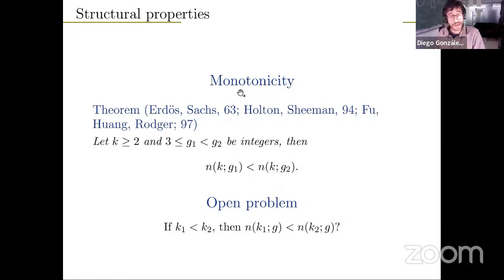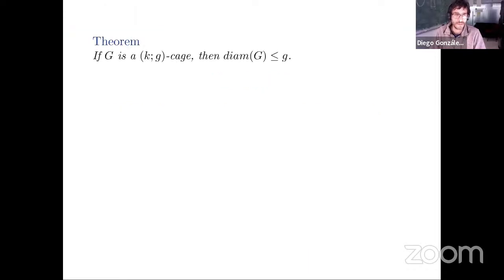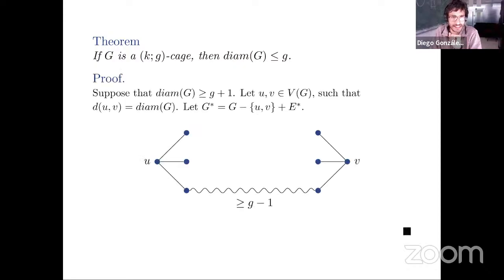So I'm going to show you how we use the monotonicity of cages to prove some properties that they satisfy. For example, we can show that if G is a (k,g)-cage, then the diameter of G is at most g. And I'm going to show the proof because I want to show how we use the monotonicity and some ideas in order to prove some properties in cages.